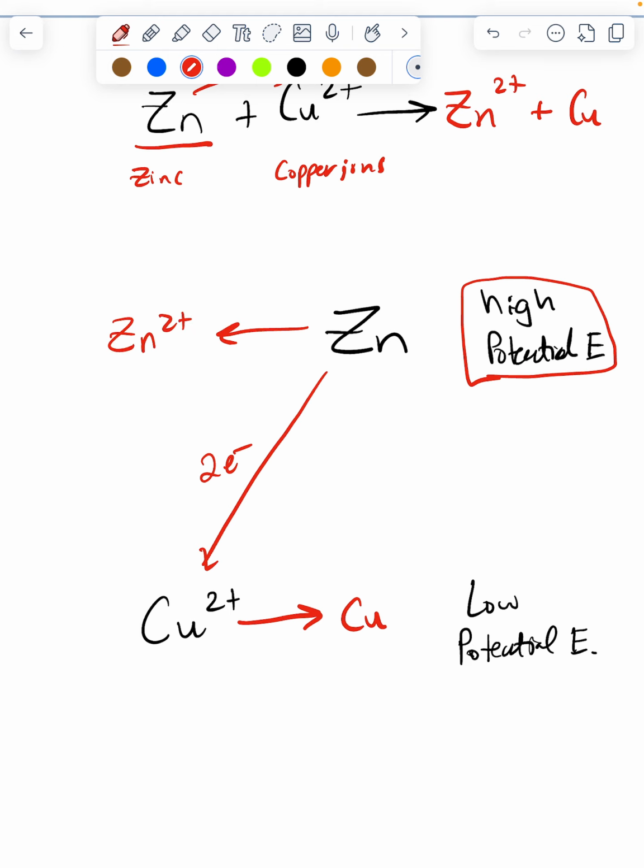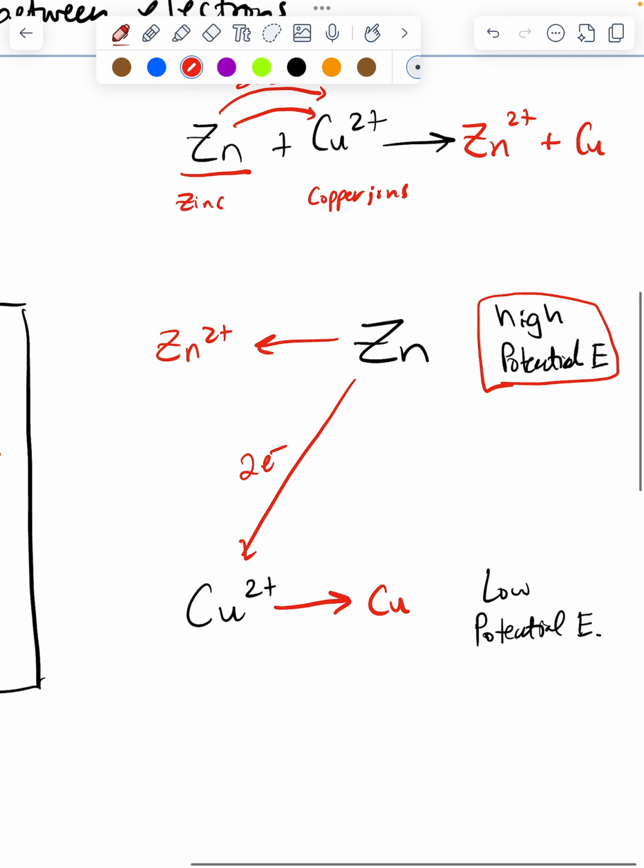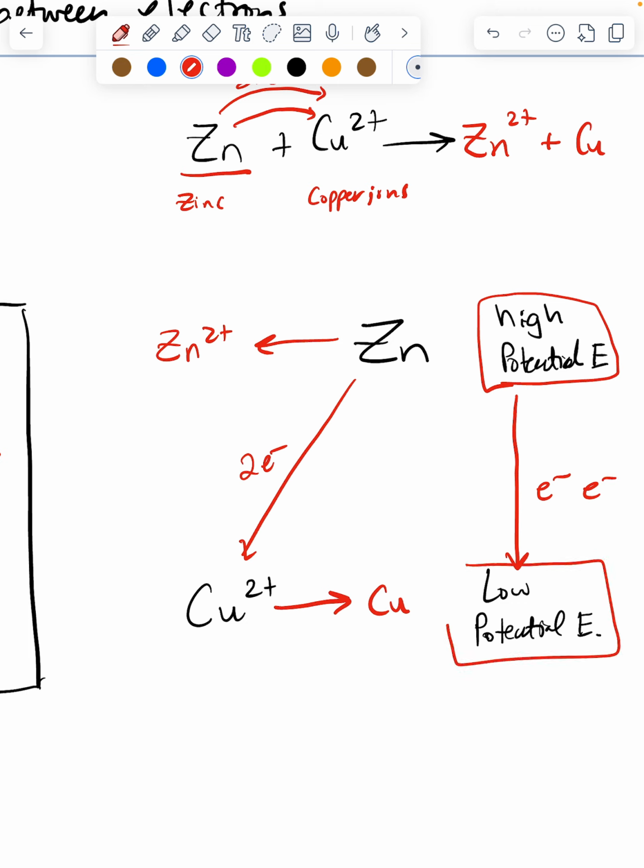Now this is way beyond what we need to know in this unit. This is really a DP chemistry topic, but just wanted to try to give a little more explanation of what's going on here. So the electrons lose their energy as this reaction takes place. So the electrons go from a high energy state to a low energy state. So there is a difference in potential energy between zinc and copper.